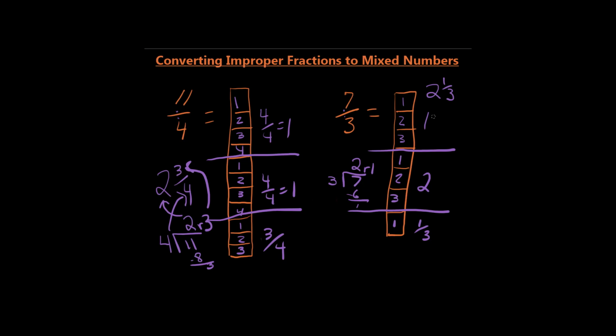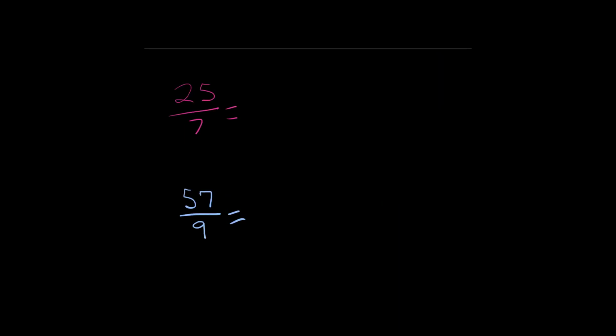All right, let's look at a couple more examples. These next two are a little bit larger numbers, so I don't necessarily want to draw a big row of 25 squares or a big row of 57 squares. So let's just look at how we do it mathematically. For this one, 25 divided by 7, we can reset it up. We can just write it like a division problem if you can't do it mentally in your head. But I'm going to say, how many 7s go into 25? 3.